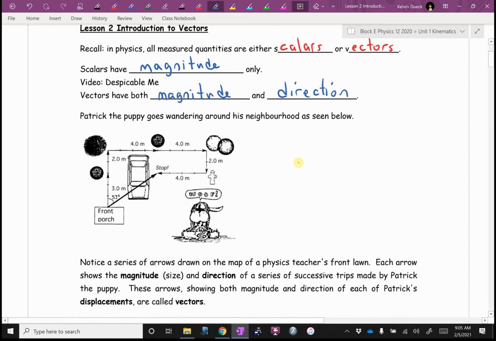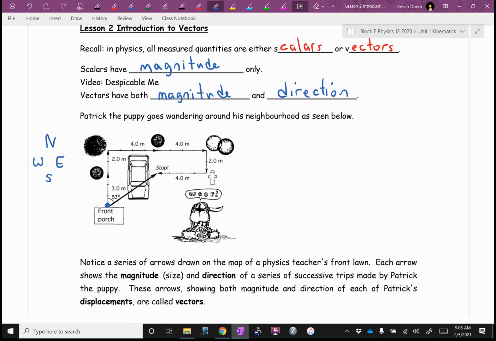Patrick the puppy goes for a little wander. Patrick the puppy starts right here on the front porch, and it looks like he walks 5 meters in this way. Instead, why don't we be clever? I'm going to throw a little compass rose on the side, and you're going to find this is one of the first things we'll do anytime we see an angle or a compass direction in a question, like north, south, east or west. We'll draw the compass rose out. It cuts down on dumb mistakes.